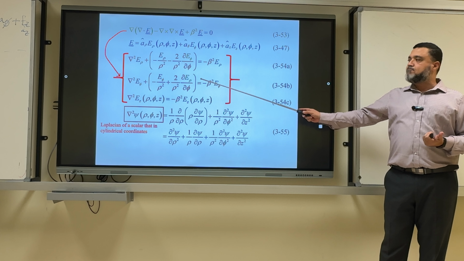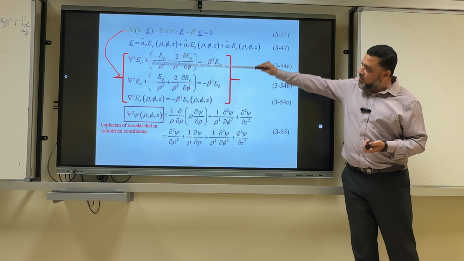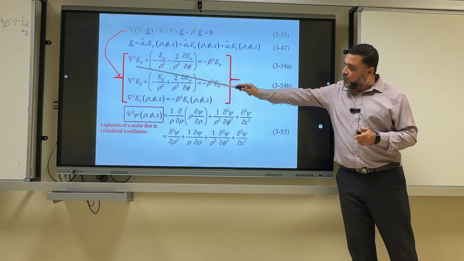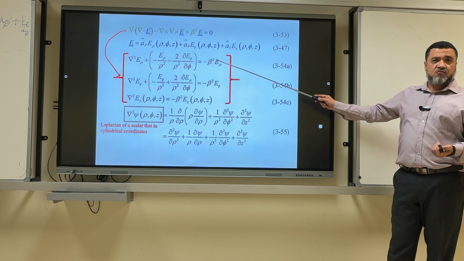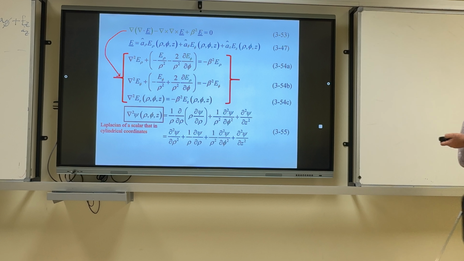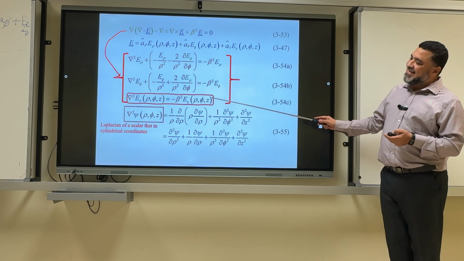Like Ampere's law and Faraday's law, where I have E and H, these are coupled equations. These equations are coupled to each other. I need to get rid of E rho from this equation or E phi, and I need to have one equation, one unknown. Then I can solve it, which is very, very difficult mathematically. The only equation I can solve in a straightforward way is this equation, to find E z.